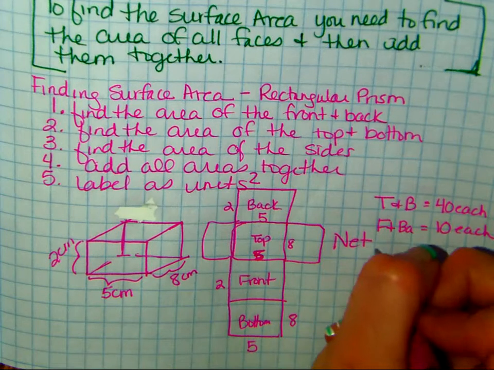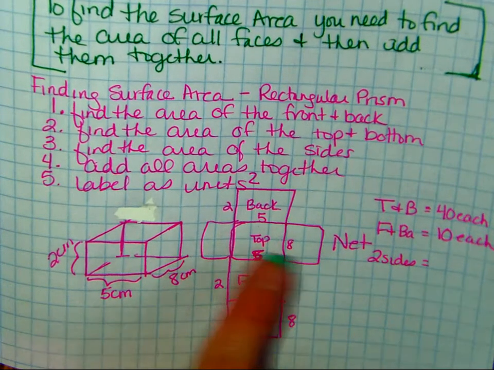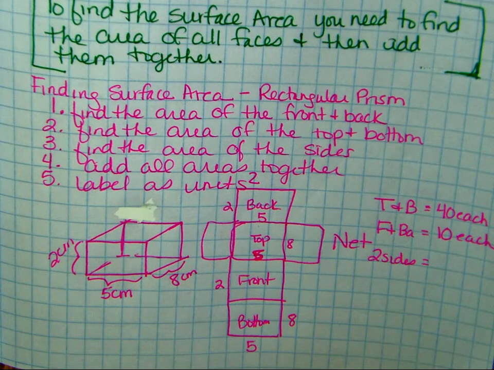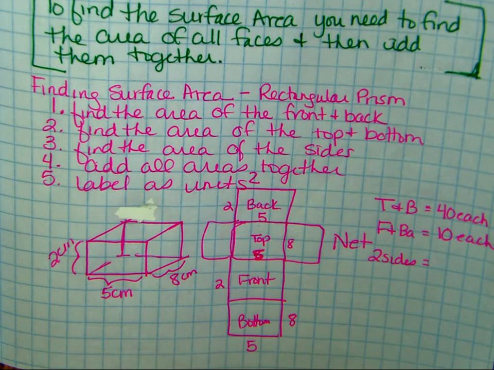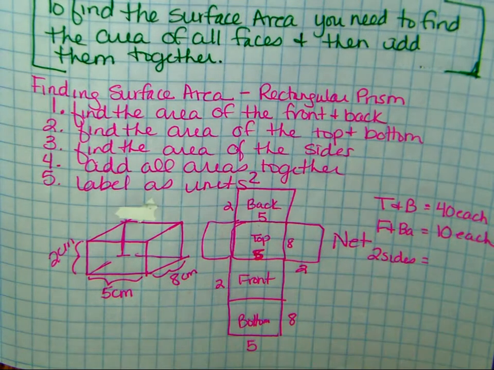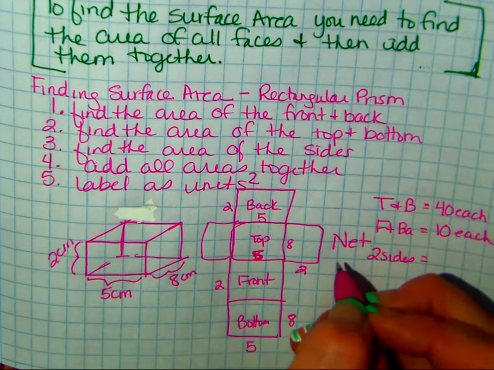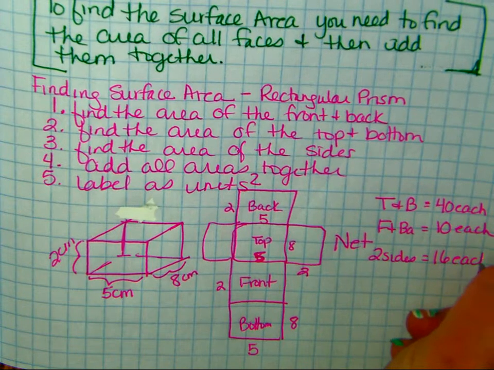Now we need our sides. We have our 2 sides. They're the same. It's this side and this side. What do we have for the dimensions on our sides? Look at your 3-dimensional shape here. Tanner, what do you think? 2 and 8. Good. So what is 2 times 8, class? 16. So our 2 sides are 16 each.